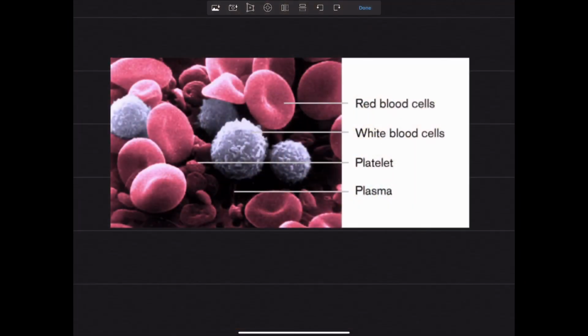So here you can see a scanning electron microscope image of blood plasma and the components suspended in the blood plasma. So just take a note of the components here that you're seeing and how they look in actuality. So this is a scanning electron microscope image that is being shown here of white blood cells, platelets, and red blood cells, and the plasma in which they're all suspended.